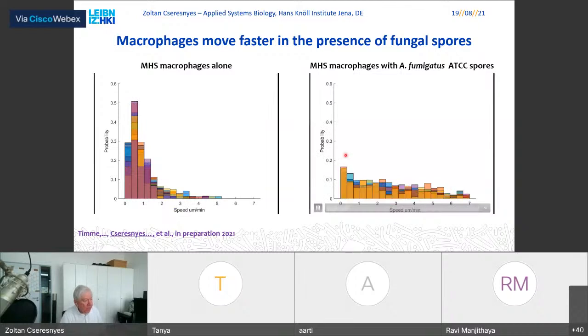On the other hand, if I look at petri dishes where the macrophages had fungi together with them, then the same speed distribution histogram will have much, much higher values than it did with macrophages without the spores. What this means is that macrophages are more active when there are pathogens nearby. That is, they are basically chasing after the fungal spores, the pathogens. Now, this is in a petri dish, so we can analyze this. Again, the technical details will come in a few minutes. But this is not so physiological. These are cells in a petri dish.